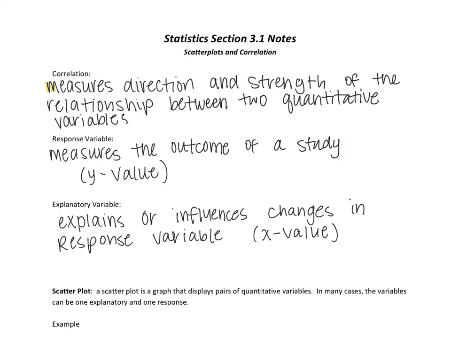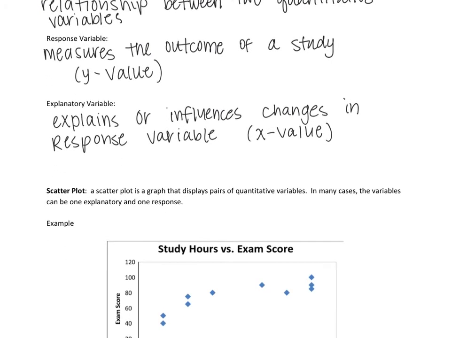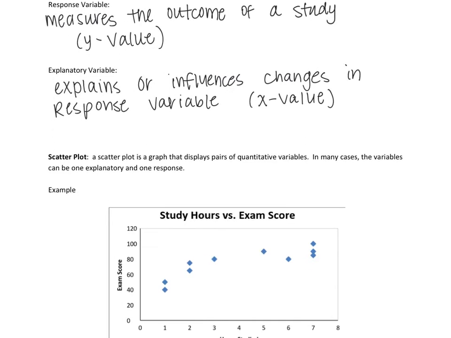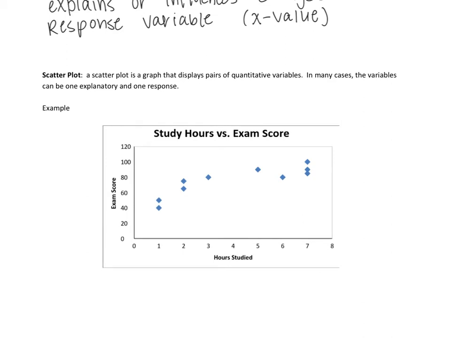And one of the ways we're going to be able to look at the relationship between explanatory and response variables is through a scatter plot. So it displays pairs of quantitative variables. And like I said, one of the variables is explanatory and one is response. So for example, we have a scatter plot telling us the study hours versus your exam score. So your hours studied influences your exam score.